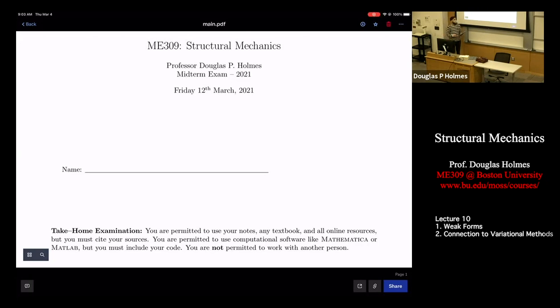I'm recognizing that we're in a brave new world here. And so what I'm allowing you to do is use any of your notes, any book, including our book or any book that you find, online resources, videos, YouTube stuff, whatever you can find. You can use Mathematica or Matlab. All I'm asking you to do is to cite your sources. So if you use a YouTube video and you use Mathematica to solve a problem, tell me and include your code. The only thing I'm trying to restrict you from doing is working with someone else.